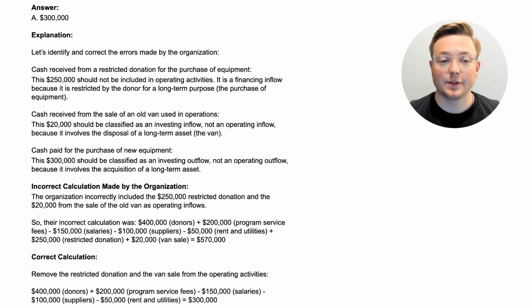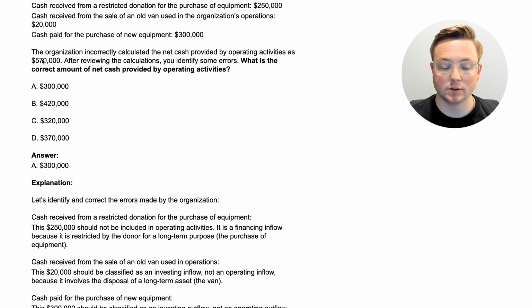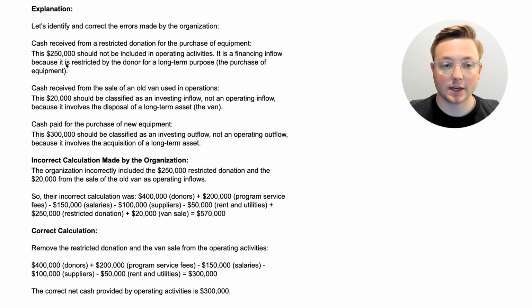All right, here we are at the answer. The answer is A, $300,000. Now that we know the answer, $300,000, they said $570,000, so that's good to remember. Let's read through the explanation here. We have to identify and correct the errors. Now, we're just going to dive straight into the things that they easily could have misclassified.